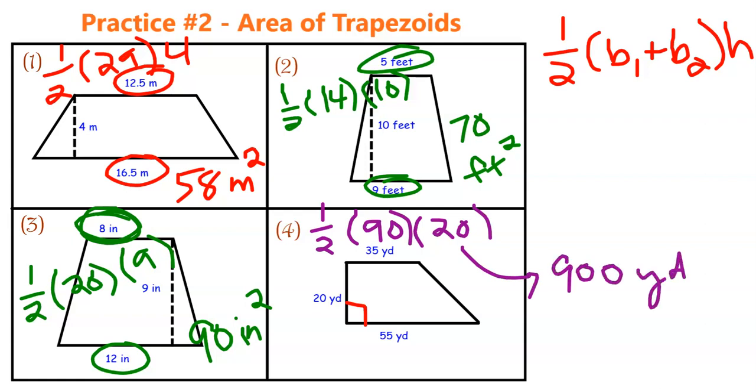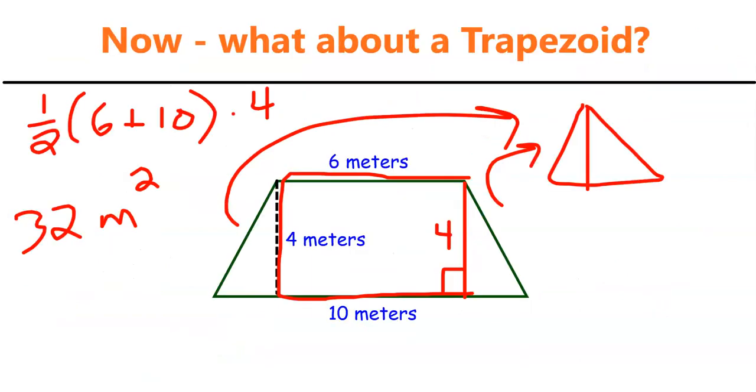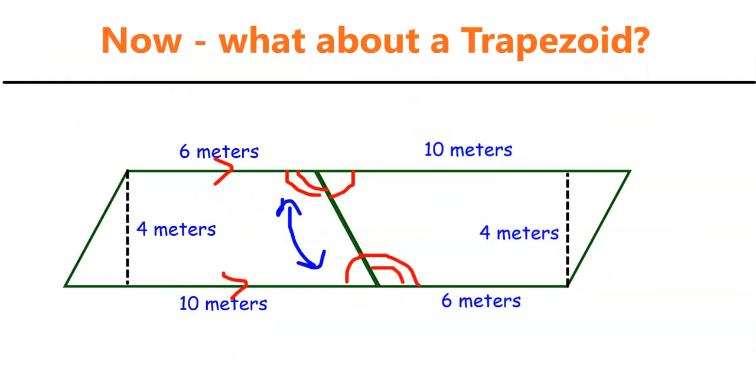So again, area formula of a trapezoid, 1/2 the sum of the bases times height, 1/2 b1 plus b2, all times height, because we can take a trapezoid, make a copy of it, rotate it, and turn it into a parallelogram so that the area of a single trapezoid is half of that, or half of sum of the bases times height.